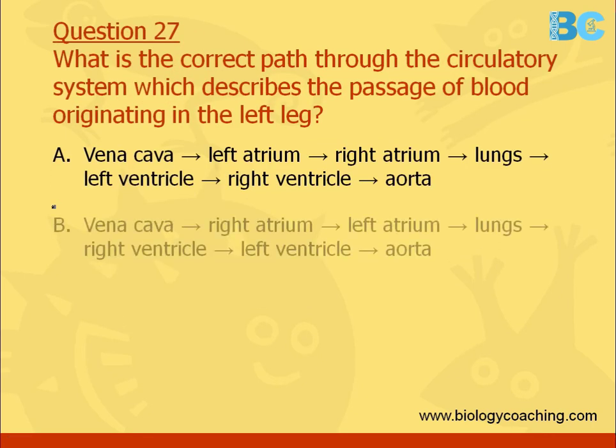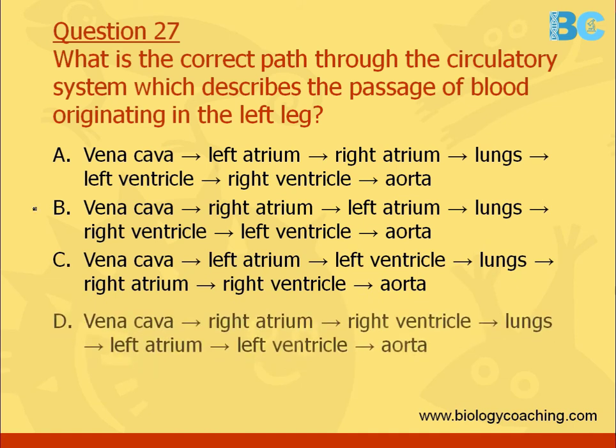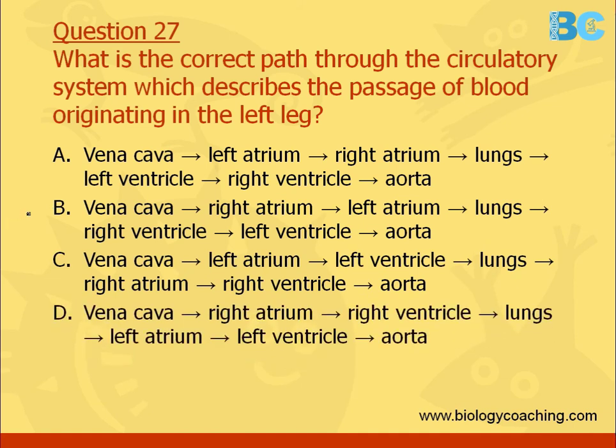What is the correct path through the circulatory system which describes the passage of blood originated in the left leg? And the options are vena cava, left atrium, right atrium, lungs. Actually, in this question, what is needed? The exact course of circulation is needed. So, we have to choose here the exact course of circulation of the blood.